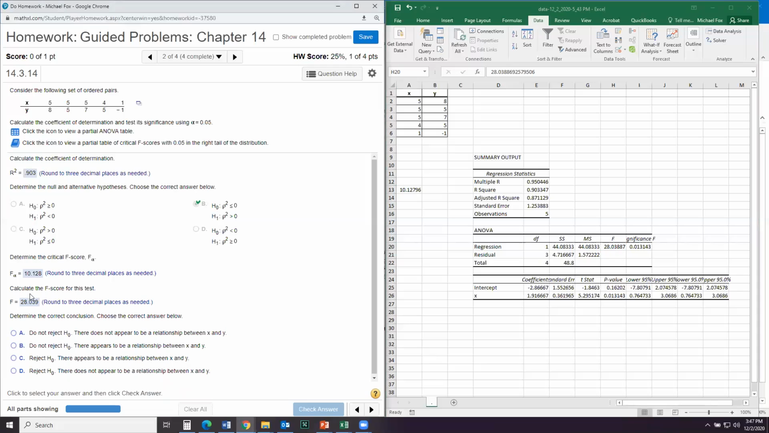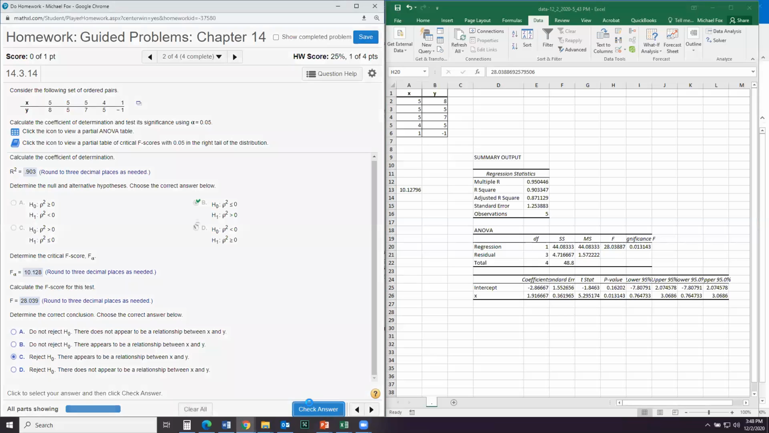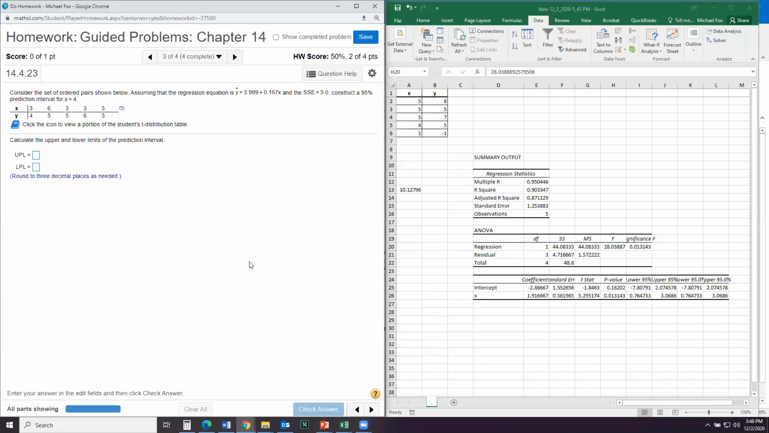All right, so the way this works is if our F statistic, or our F score, is greater than our critical F, then we're going to reject the null hypothesis and conclude that it appears that there is a relationship between the data. So in this case, F is greater than the critical F, so we will reject the null hypothesis because there appears to be a relationship between X and Y. And that's it. Well, that's it for that problem.